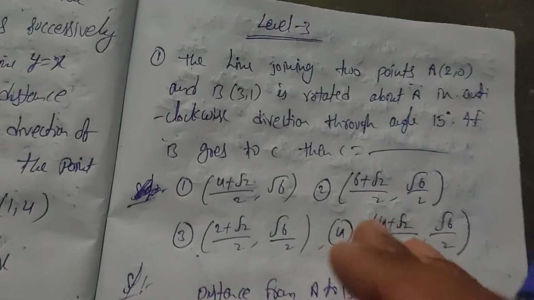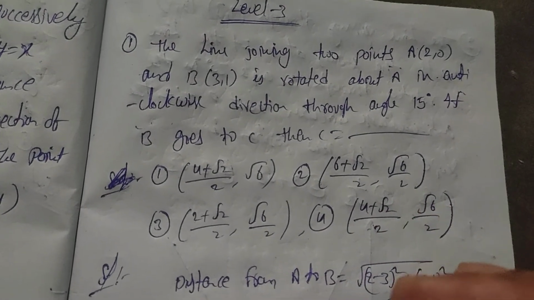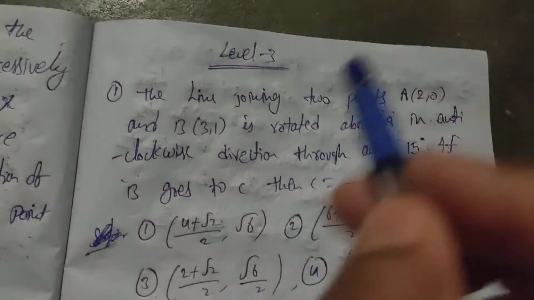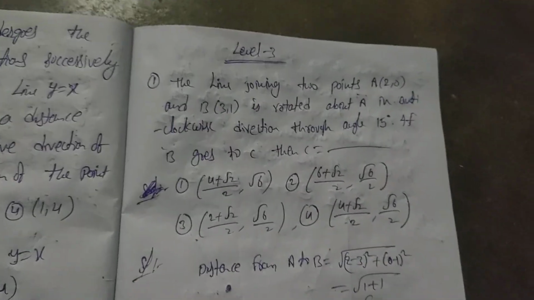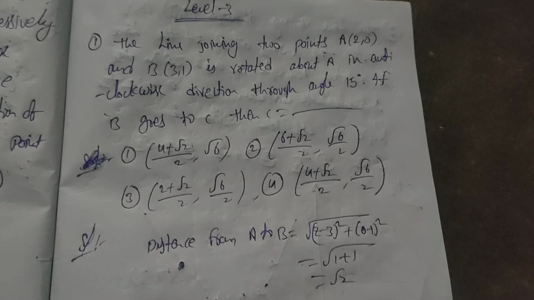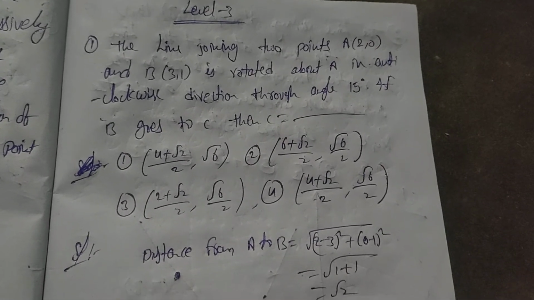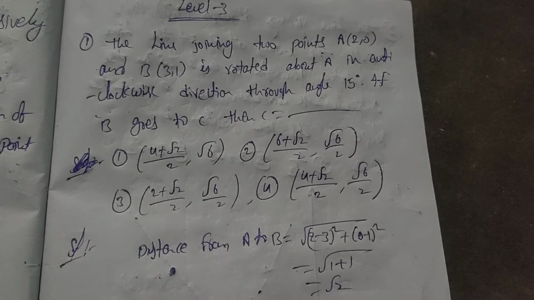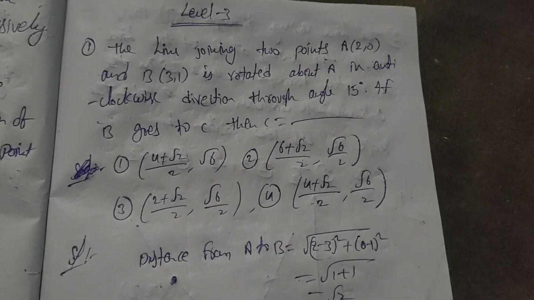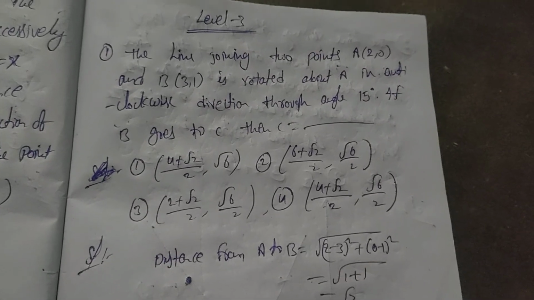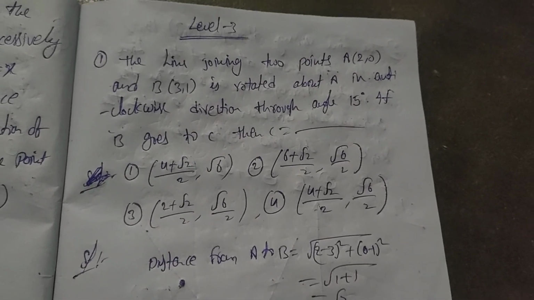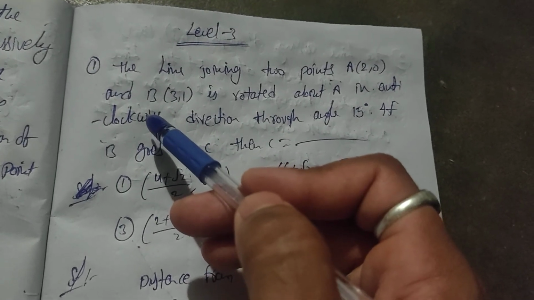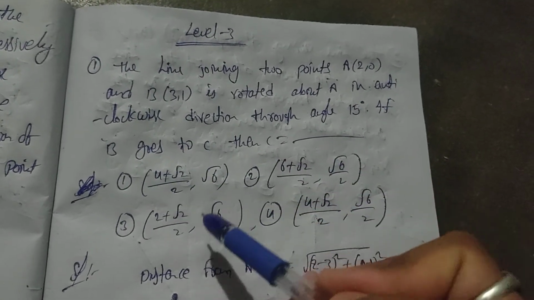So the next question, this is a level 3 problem. The line joining two points A(2, 0) and B(3, 1) is rotated about A in the anti-clockwise direction through an angle of 15 degrees. If B goes to C, then C is equal to? The distance never changes. So from A to B, what is the distance? We get the same length, which we use to find the option here.